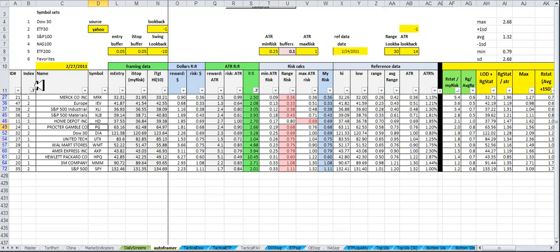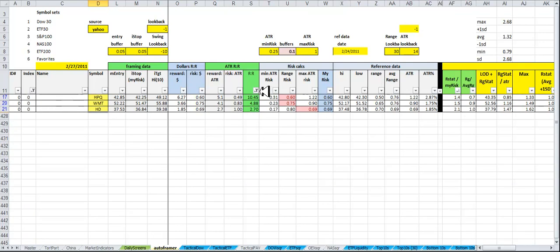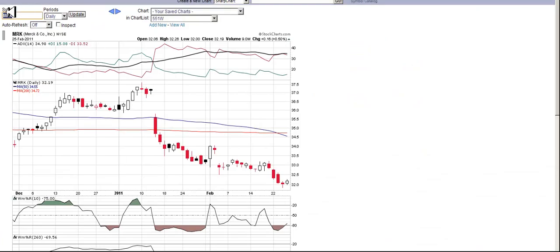Now let me take a look at the ones that I was interested in anyway, and I'm just going to select the things that were 0. And then these are the ones that, off of that list, Hewlett Packard, Walmart, and Home Depot, were all 2-to-1 reward to risk, and they have a range stat divided by my risk. All looks very favorable. So let me look at Walmart and Home Depot in addition and see what else we have.